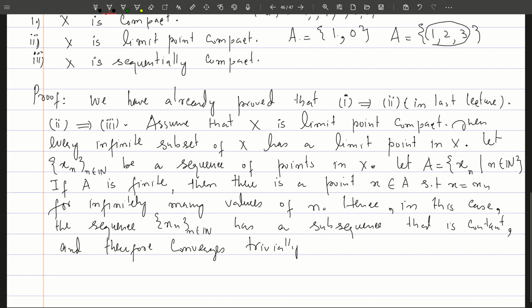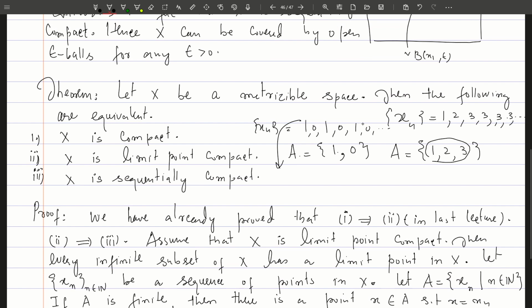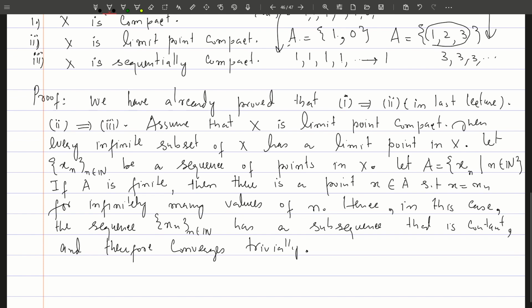One can note here this sequence over here has this subsequence 1 1 1 1. This is a subsequence of this sequence which is constant, and this constant sequence converges to 1. So that means this sequence has a convergent subsequence, and in the other case the subsequence is 3 3 3 and so on. So again this sequence has a convergent subsequence. Now suppose that this A is an infinite set. On the other hand, let A be an infinite set.